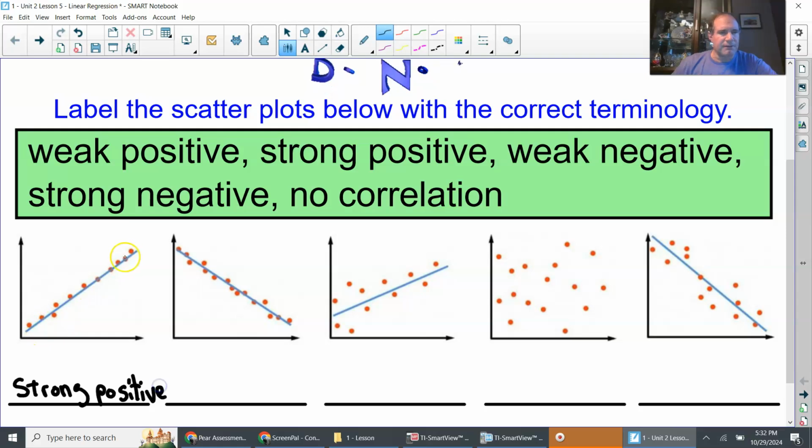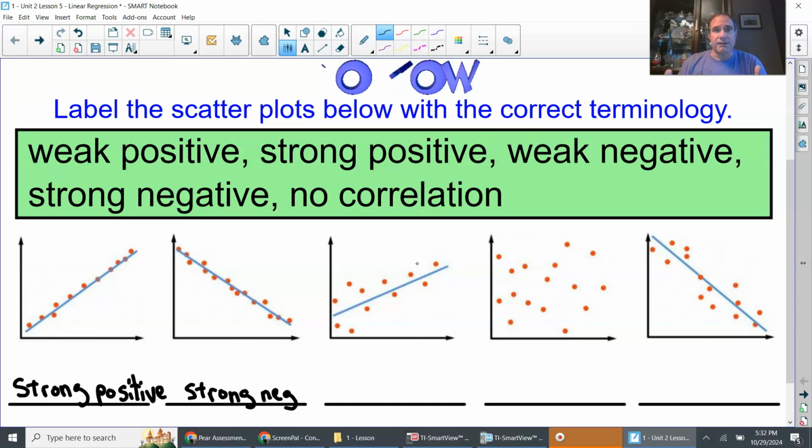They're clustered around the line. This one is clustered around the line, so that is a strong negative. It's going down from left to right. This one is not clustered around the trend line, but it's still a positive. This is called a weak positive.